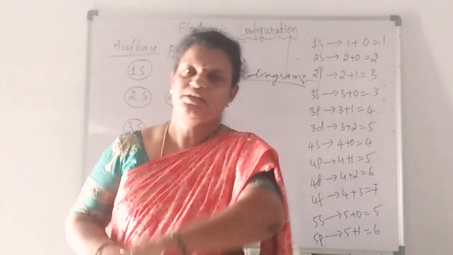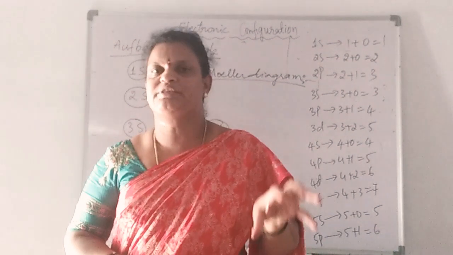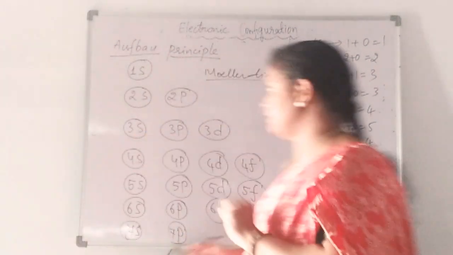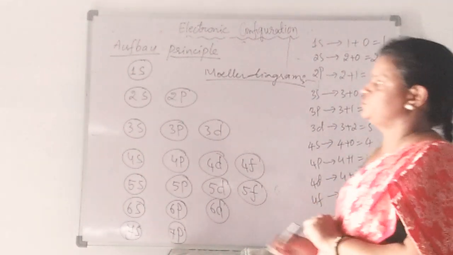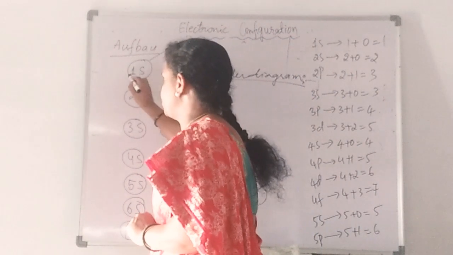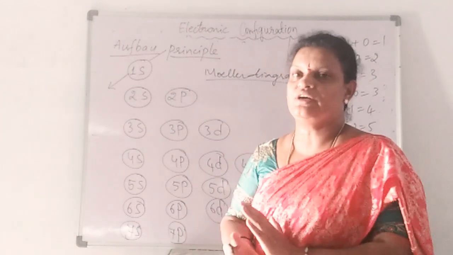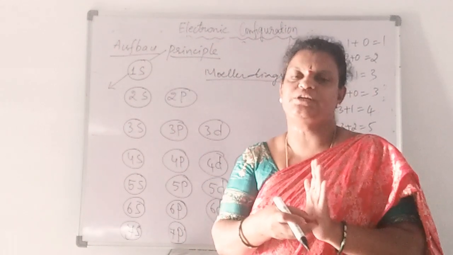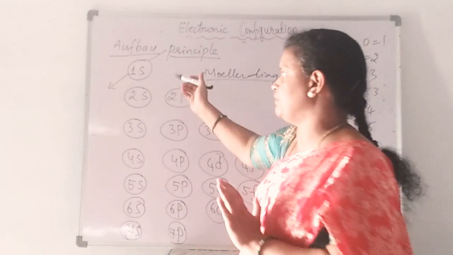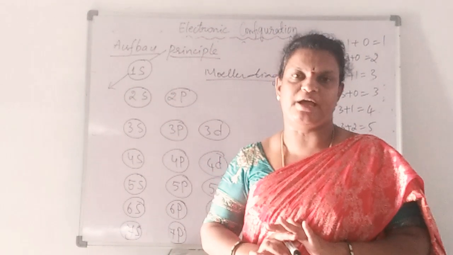After it is filled, then it will enter into the next n plus L value. Right. So here we have the least value, 1. So the electron will enter into 1s. I am writing an arrow mark here. This arrow mark will show us the particular subshell the electron is entering. So in 1s, 2 electrons will be accommodated at maximum.